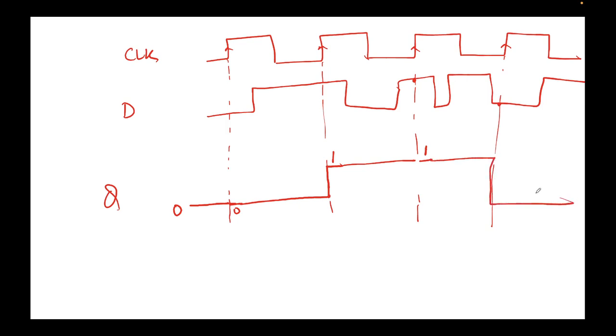What's happening is that it is called a delay flip-flop or D flip-flop because the value of D is passed on to the output. This is the input, by the way.